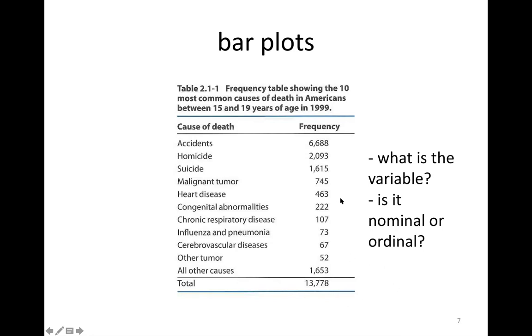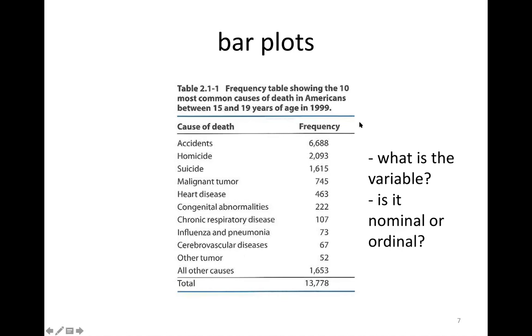The population would be cause of death across teenagers in different years, not just 1999, but also other years. Or the population might also be described as cause of death in teenagers across the world, but then this one might be considered a biased sample, right? Because cause of death for American teenagers are not necessarily representative of the whole world because that's a rich country.